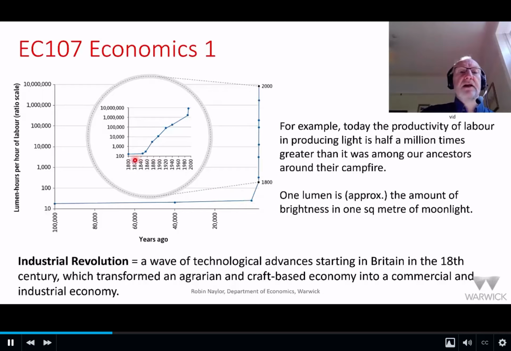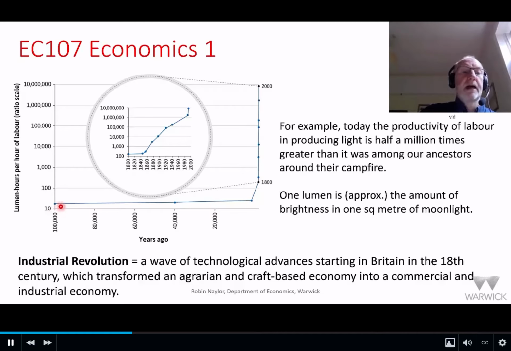So this is picking out the great detail, where we see that from 1800 to around 1840, we still have this flat, very low increase in the productivity of labour producing lumen hours. And then from around the mid-1800s, that really takes off and is growing clearly exponentially along this ratio scale. So, for example, today the productivity of labour in producing light is about 500,000 times greater than it was among our ancestors around the campfire.